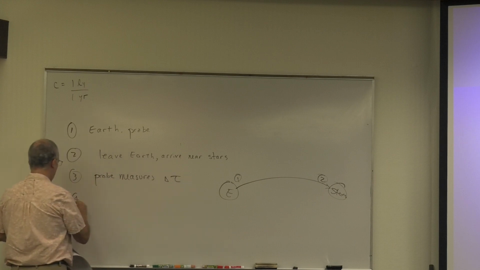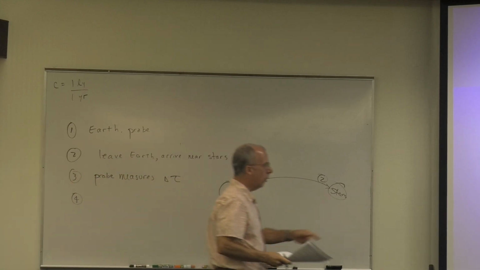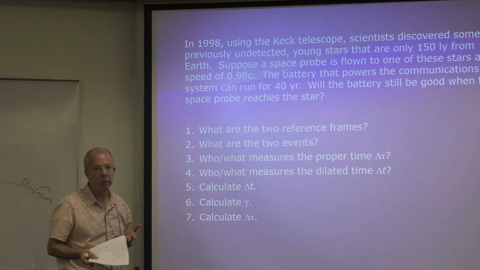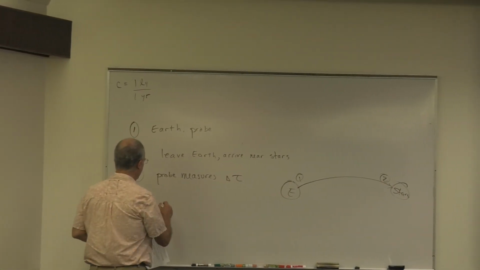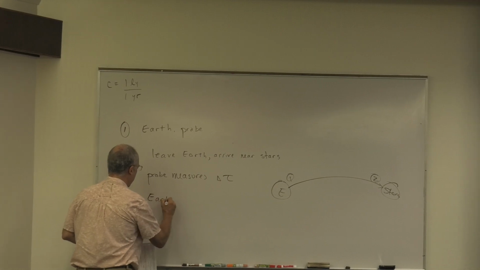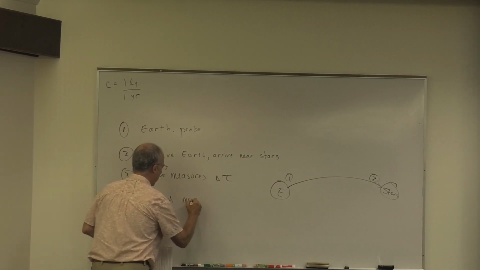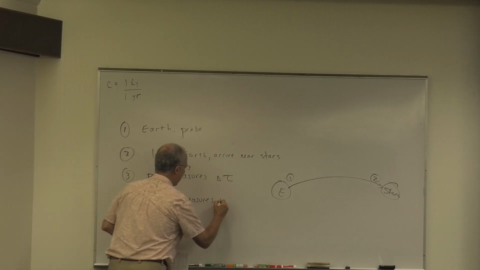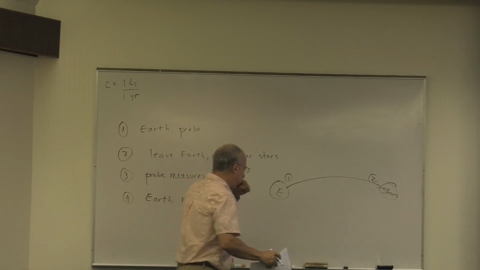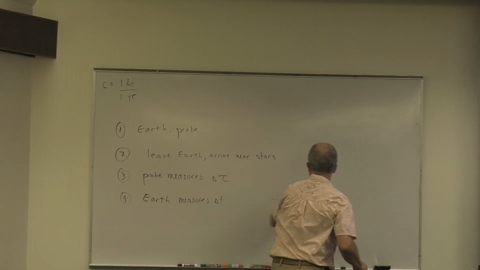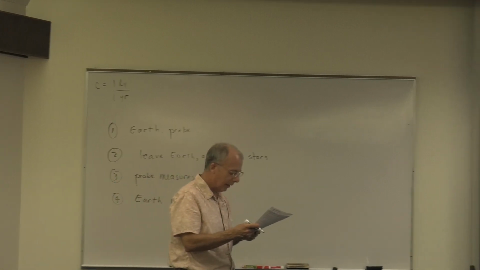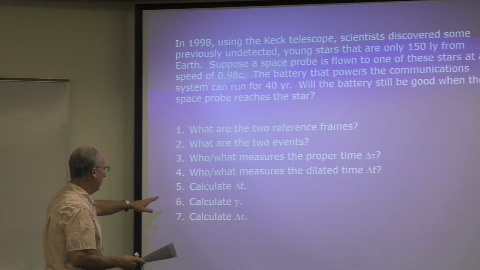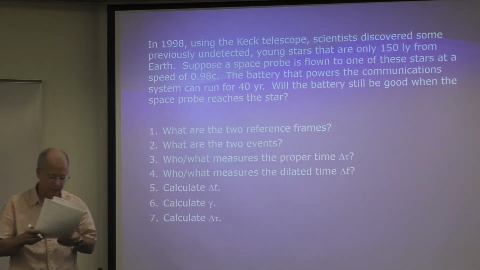And of course 4, who or what measures dilated time? We do, right? Earth, or what do you want to call it. So Earth measures delta t, the dilated time. I'm being kind of lazy. I should say a person on Earth measures delta t, but that's a waste of time. Okay, so now what we want to do is start calculating.